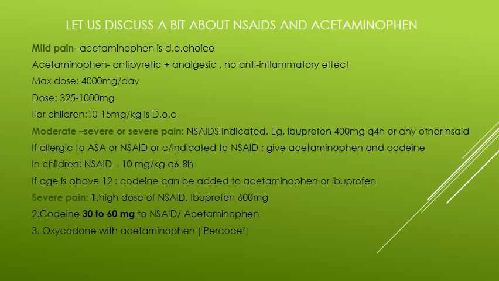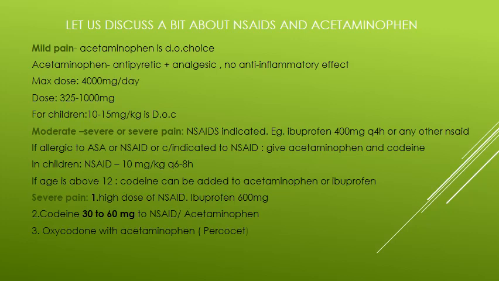Now, if the pain is moderate to severe, then NSAIDs are indicated. Only acetaminophen will not work. Example, Brufen. Give Brufen 400 mg Q4H. Ask the patient to take it every 4 hours, as and when required, it is not a regimen. Or any other NSAID. When it comes to NSAIDs, there is nothing called first, second, third choice. Any NSAID can be given.